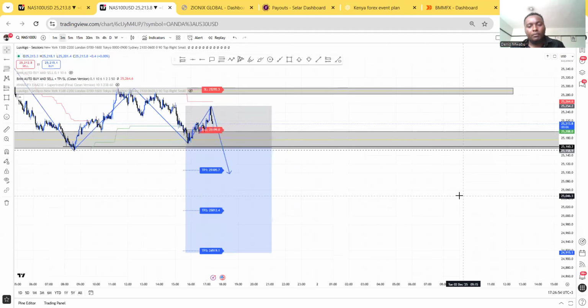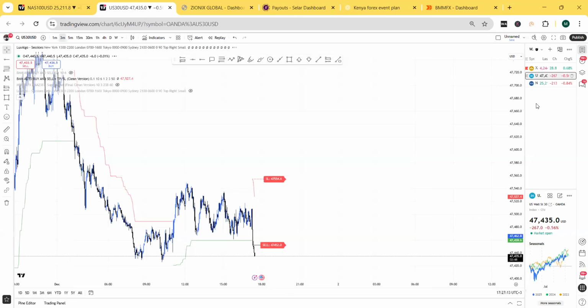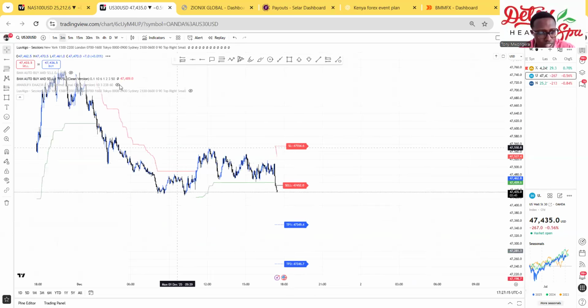Oh, that was Nasdaq I was analyzing. I think US 30 is about to break. Look at the zone here, that zone there. That was Nasdaq I was analyzing, guys. I thought it was US 30.